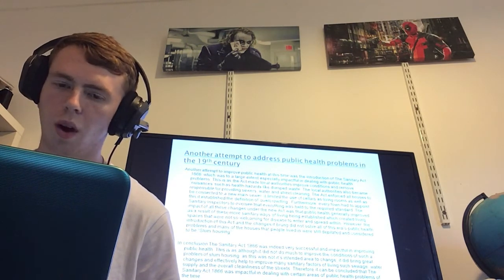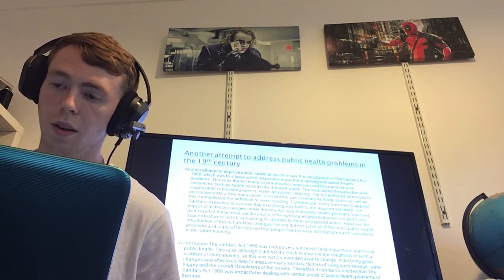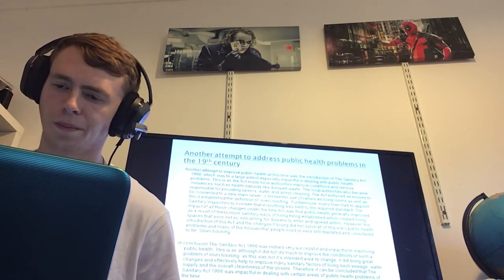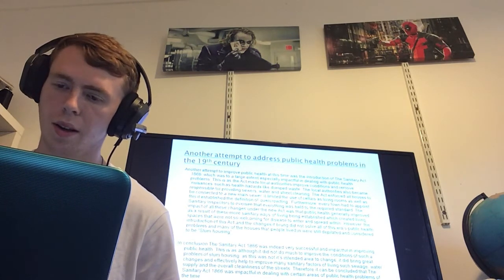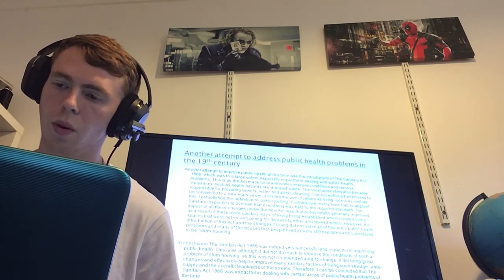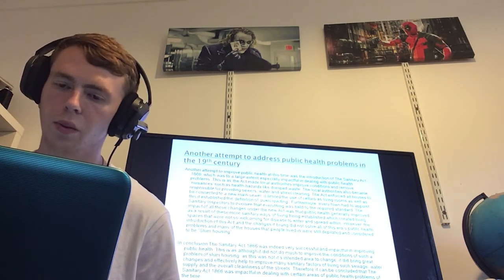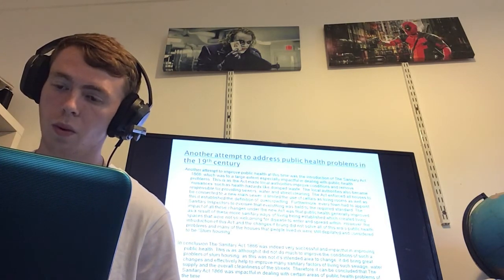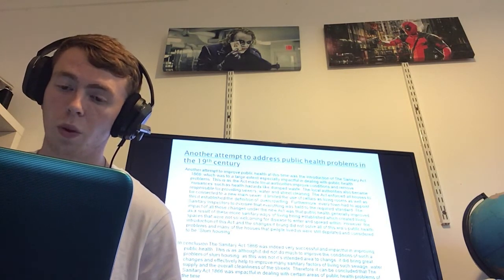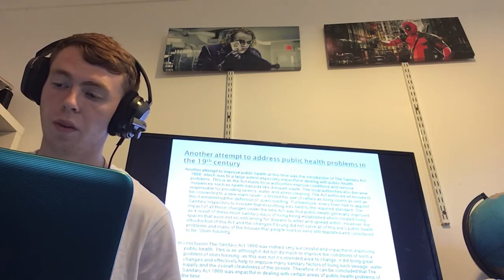The Act enforced all houses to be connected to a new main sewer. It limited the use of cellars as living rooms. As well as this, it established a definition of overcrowding. Furthermore, every town had to appoint sanitary inspectors to oversee everything was held to the required standard. The impact of all these changes under the new Act was that public health generally improved as a result of these more sanitary ways of living being established, which created living spaces that were not so welcoming for disease to enter and spread within.